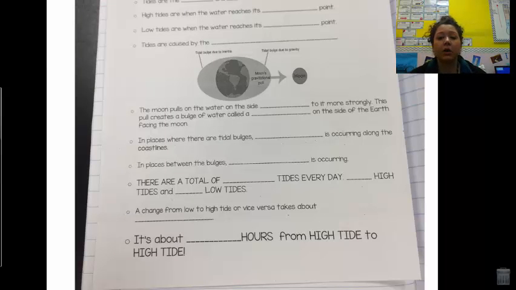Okay, so last thing I want us to do is label high tides and low tides on our little diagram right here. So here you have the gravitational pull of the moon. Where this first bulge is, that's going to be high tide. Right here we're going to have a what? A low tide. On the other side we're going to have a high tide, and then right here we're going to have a low tide. And to go from high tide to high tide is about 12 to 13 hours.